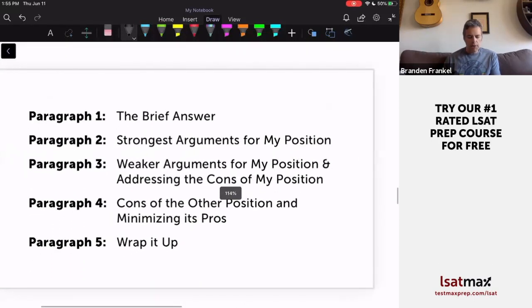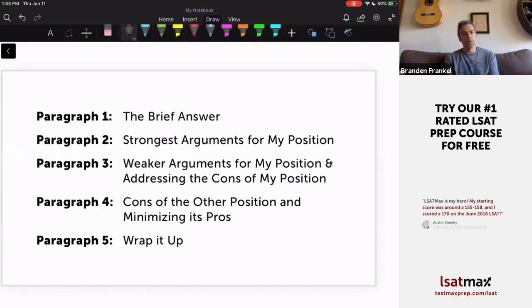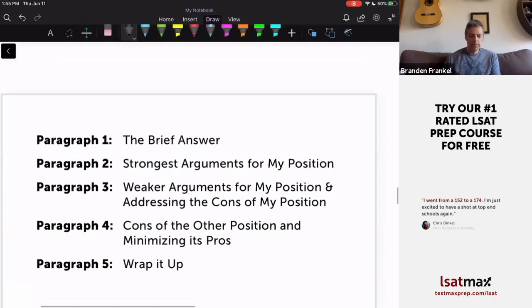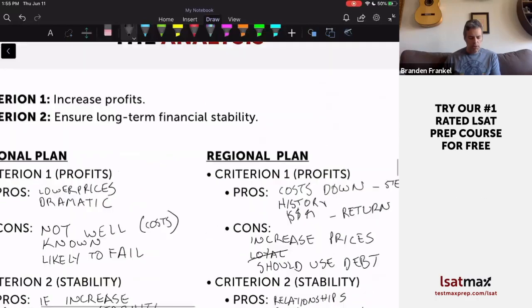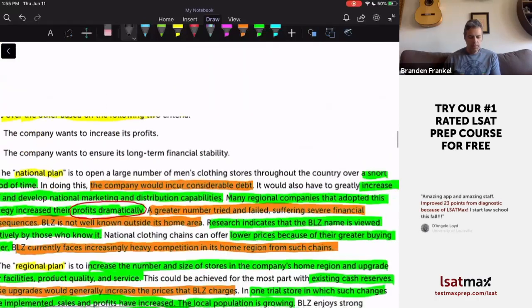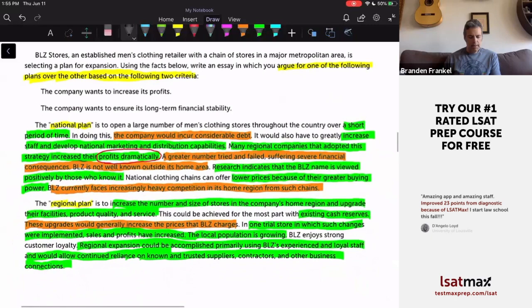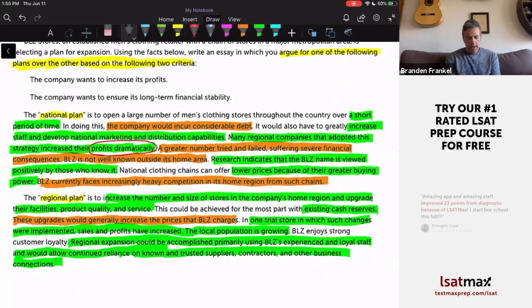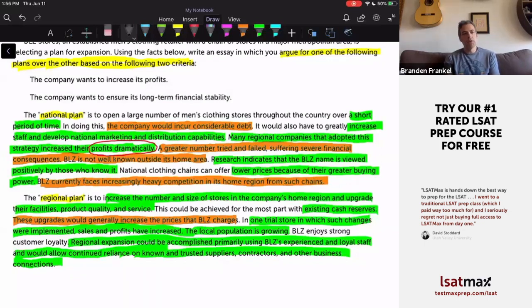Your next paragraph should be the strongest arguments for your position. So what we're going to do is make the strongest pro arguments on both of those criteria regarding the national plan. And so I know I didn't write too much down here. We can look back again and say, look, the national plan is the best plan for a number of reasons. First of all, this plan has worked for many other companies and has shown to increase profits dramatically.